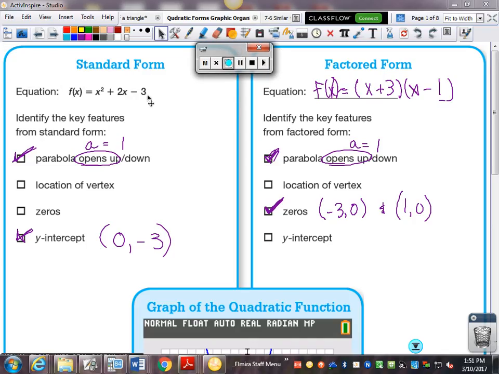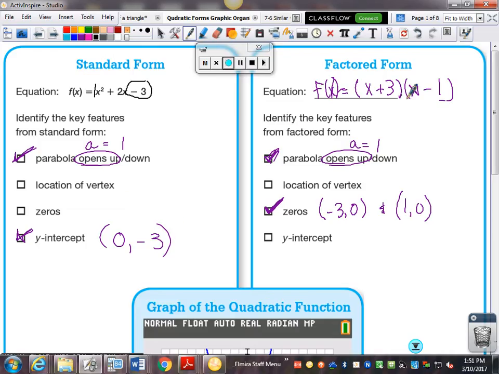Here's another equation in standard form. We can tell that this one opens up because the leading coefficient is an invisible 1, and it's positive. I don't know the vertex from standard form, and I don't know the zeros by looking at standard form, but I do know the y-intercept, (0, -3).